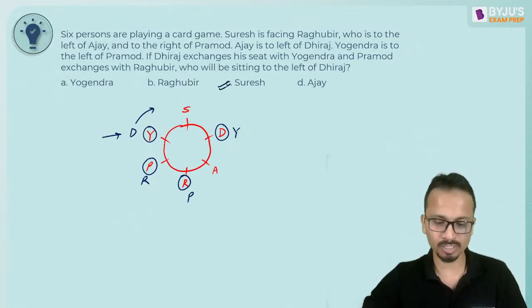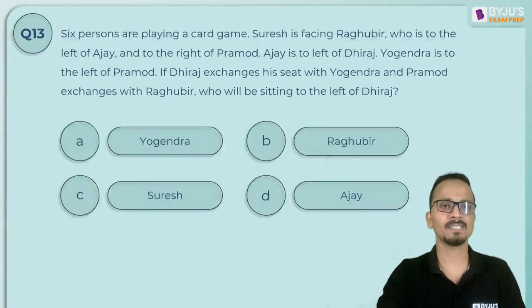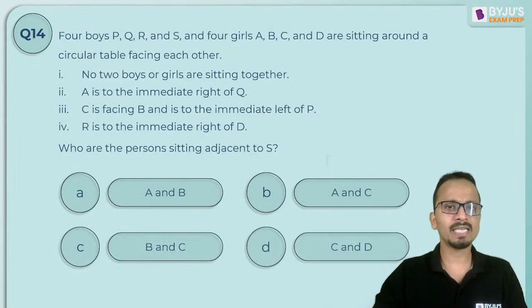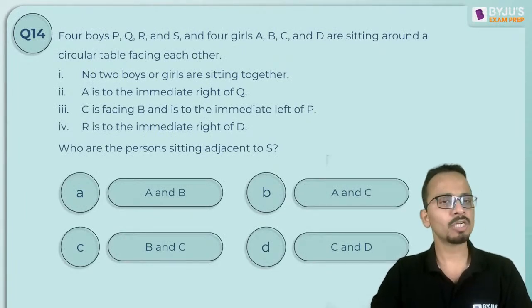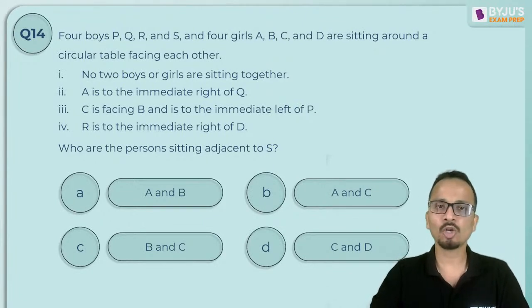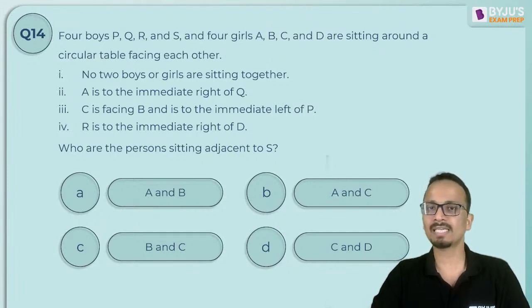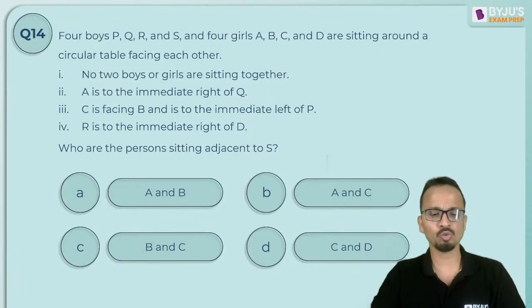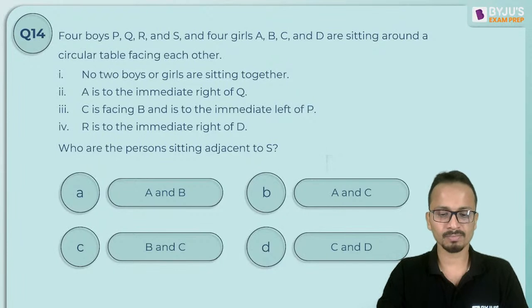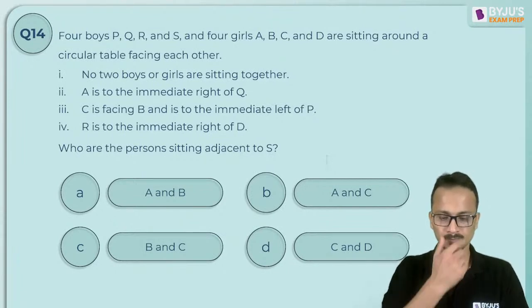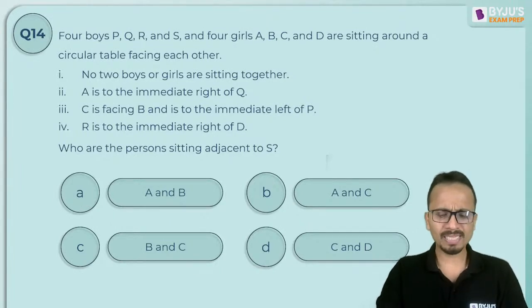So the correct answer is option C. And yes, most of you have given a correct answer. So answer is option C. And with this, let's move on to question number 14. Question number 14 again is an easy question on circular arrangement. So four boys and four girls are sitting around a circular table facing each other. So all of them are facing towards the center of the table. Now you all quickly make this arrangement.